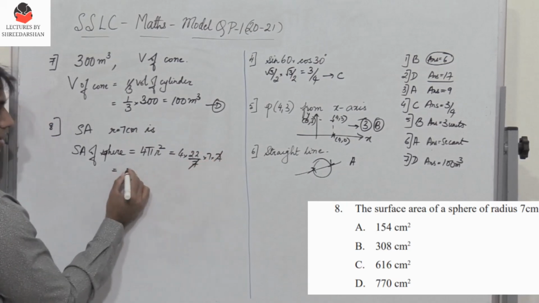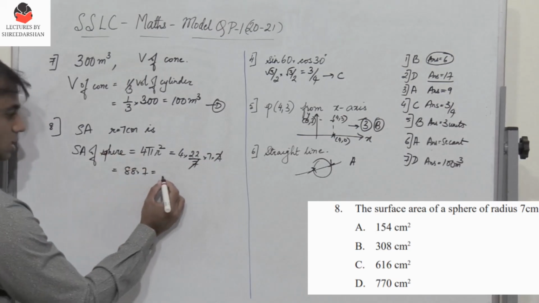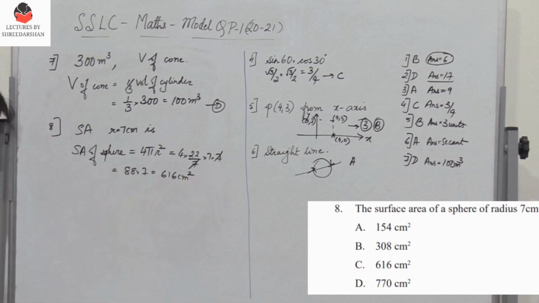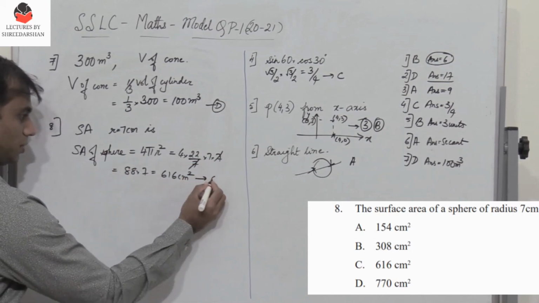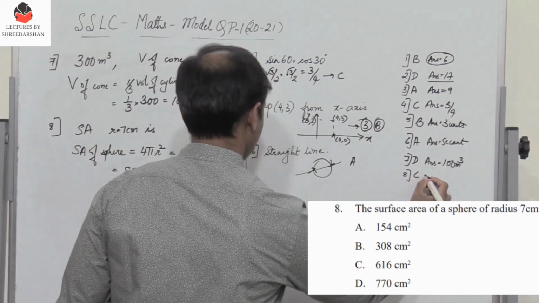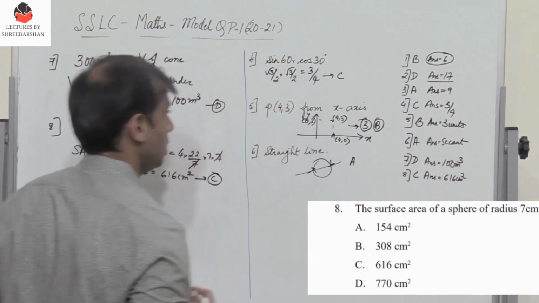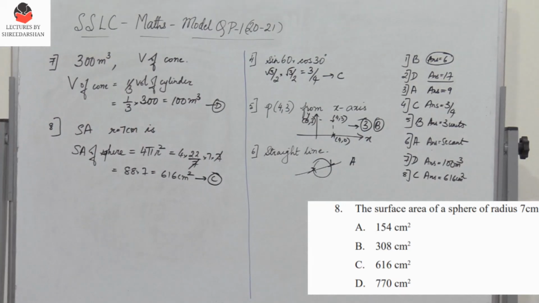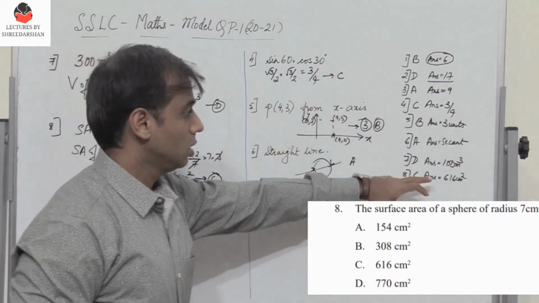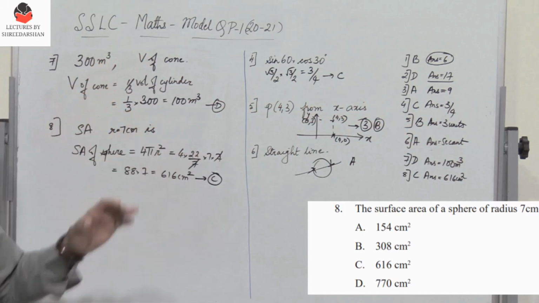So one 7 gets cancelled, so it is 88 into 7. So 88 into 7 gives me 616 centimeter square. So you have the option which corresponds to C. So the answer is C, 8th one, where the answer is 616 centimeter square. Right? So this is how you need to show the working as well as mark the right option. And do not forget to include the units wherever possible. Wherever it has been given in the problem, you have to include the units.